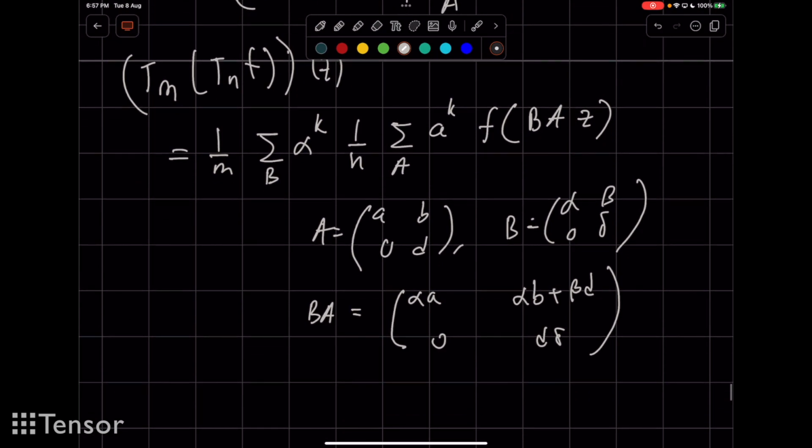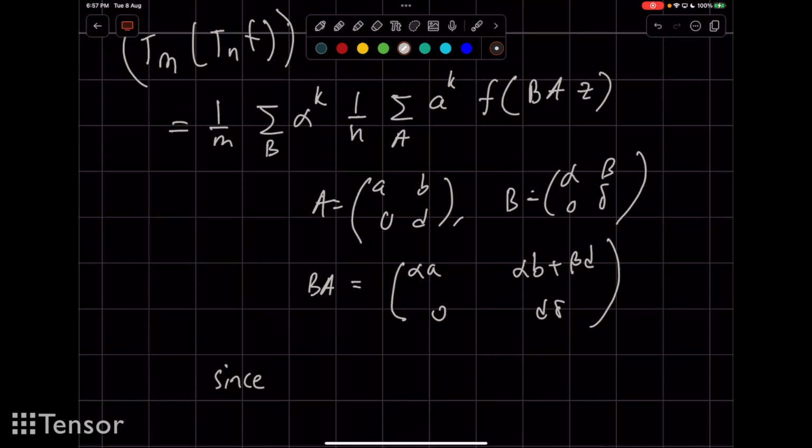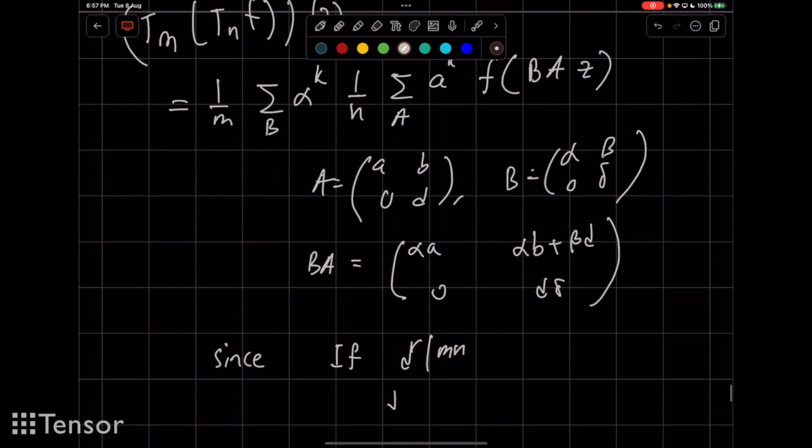Now, since m and n are co-prime, if let's say some d prime divides mn, we can write d prime as some d times delta, where d divides m and delta divides n. This can only be done because m and n are co-prime. And as d and delta run over all the divisors of n and m respectively, d prime runs over all the divisors of mn.